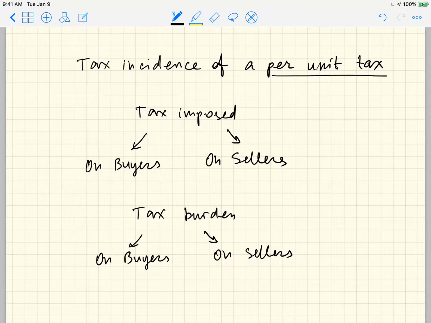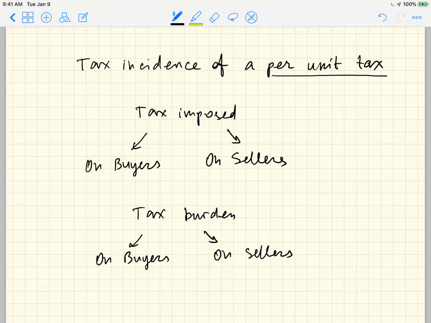Hello everybody, here comes our review of tax incidence of a per unit tax. So a tax in which case government charges a certain amount of money per each unit of a good bought and sold at the market.